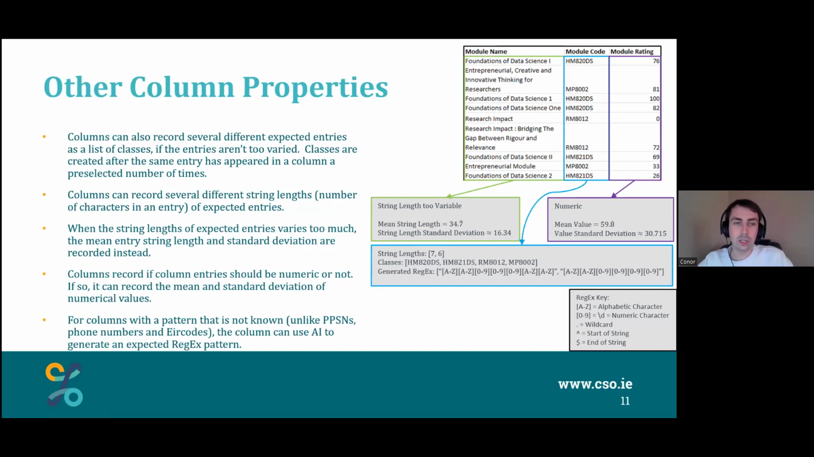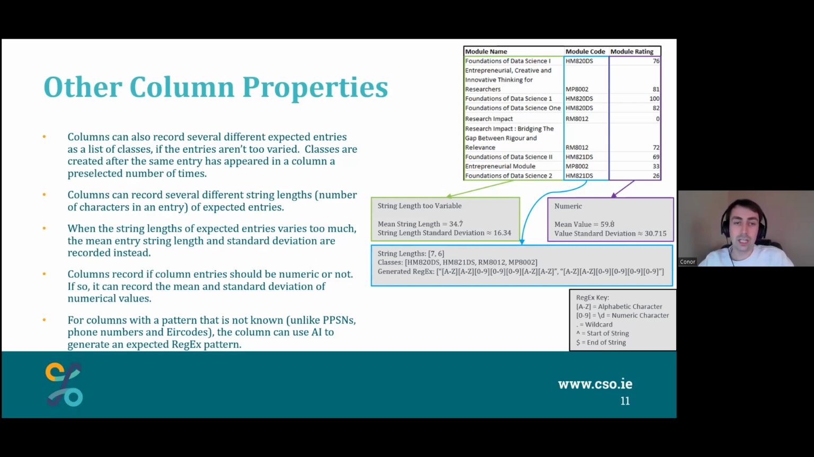In the module code column, string lengths 6 and 7 are the only expected lengths. Anything else would be flagged. If the string length varies too much and cannot be recorded with a number of lengths among its entries, then the program will instead record the mean and standard deviation of string lengths, such as in the module name column.